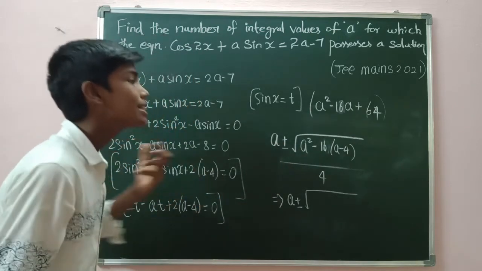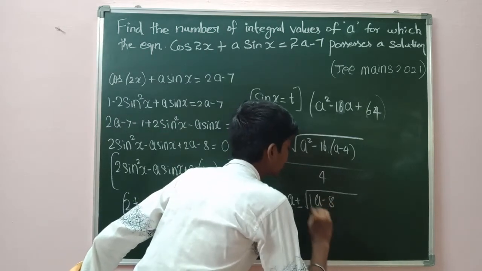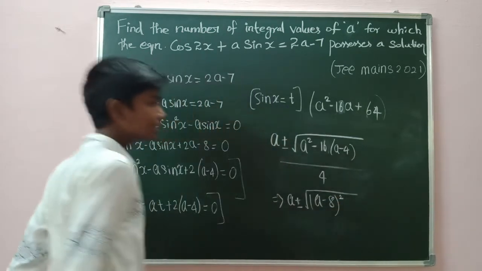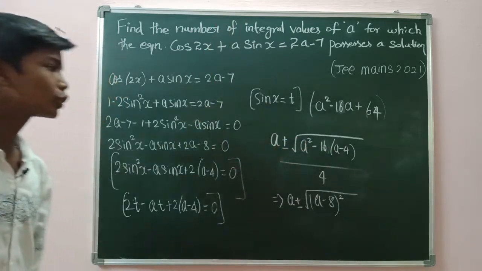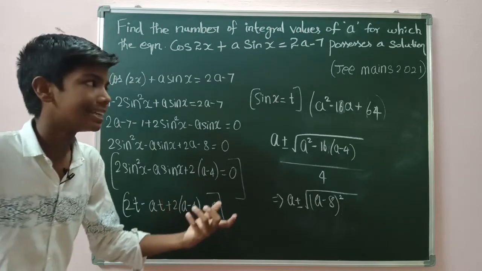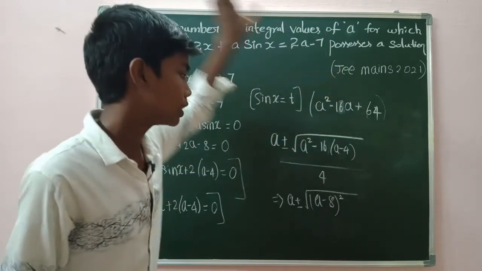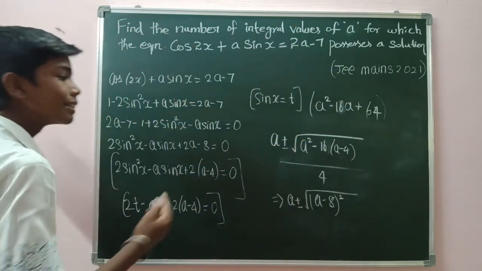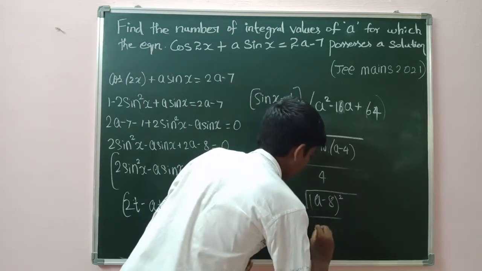but a minus 8 whole square. Such a simple thing. I just wrote a square minus 16 into a minus 4 as a minus 8 whole square, using your a minus b whole square identity, because this looks like the form a square minus 2ab plus b square, which is nothing but a minus b whole square. That is your a minus 8 whole square. Then divided by 4.